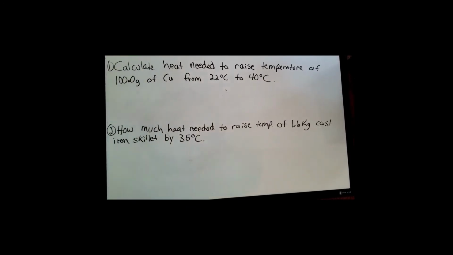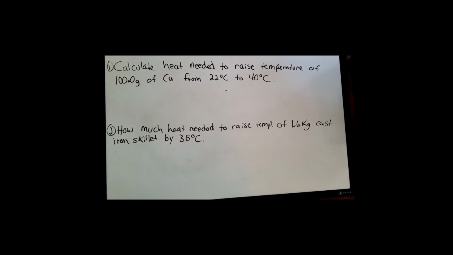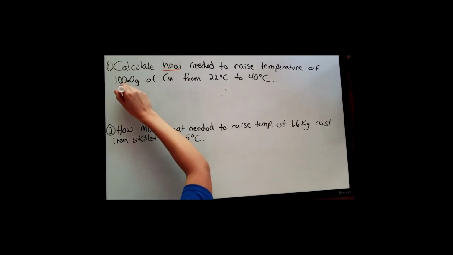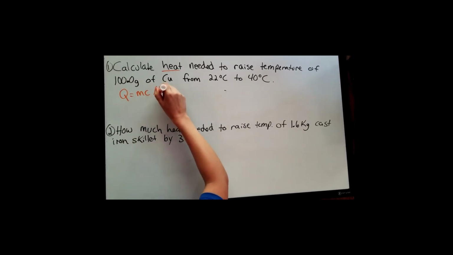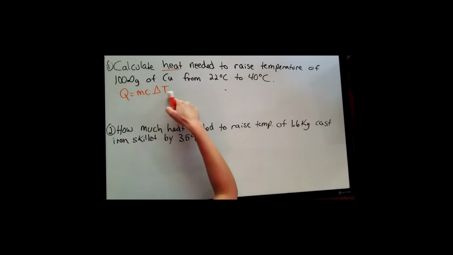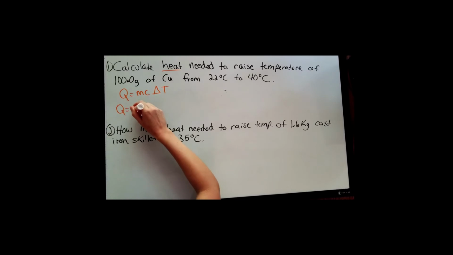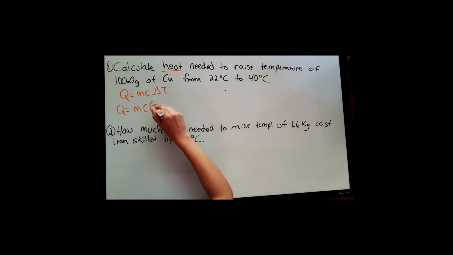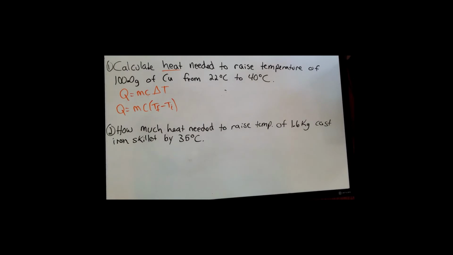So I have two problems on the board here. One is calculating the heat needed to raise the temperature of 100 grams of copper from 22 degrees Celsius to 40. So whenever you see the word heat, that's that letter Q. So the equation that we'll be using is MC delta T. And remember, all delta T means is change in temperature. So another way to write this equation would be MC, and then instead of delta T, you would write TF for final temperature minus TI for initial temperature.